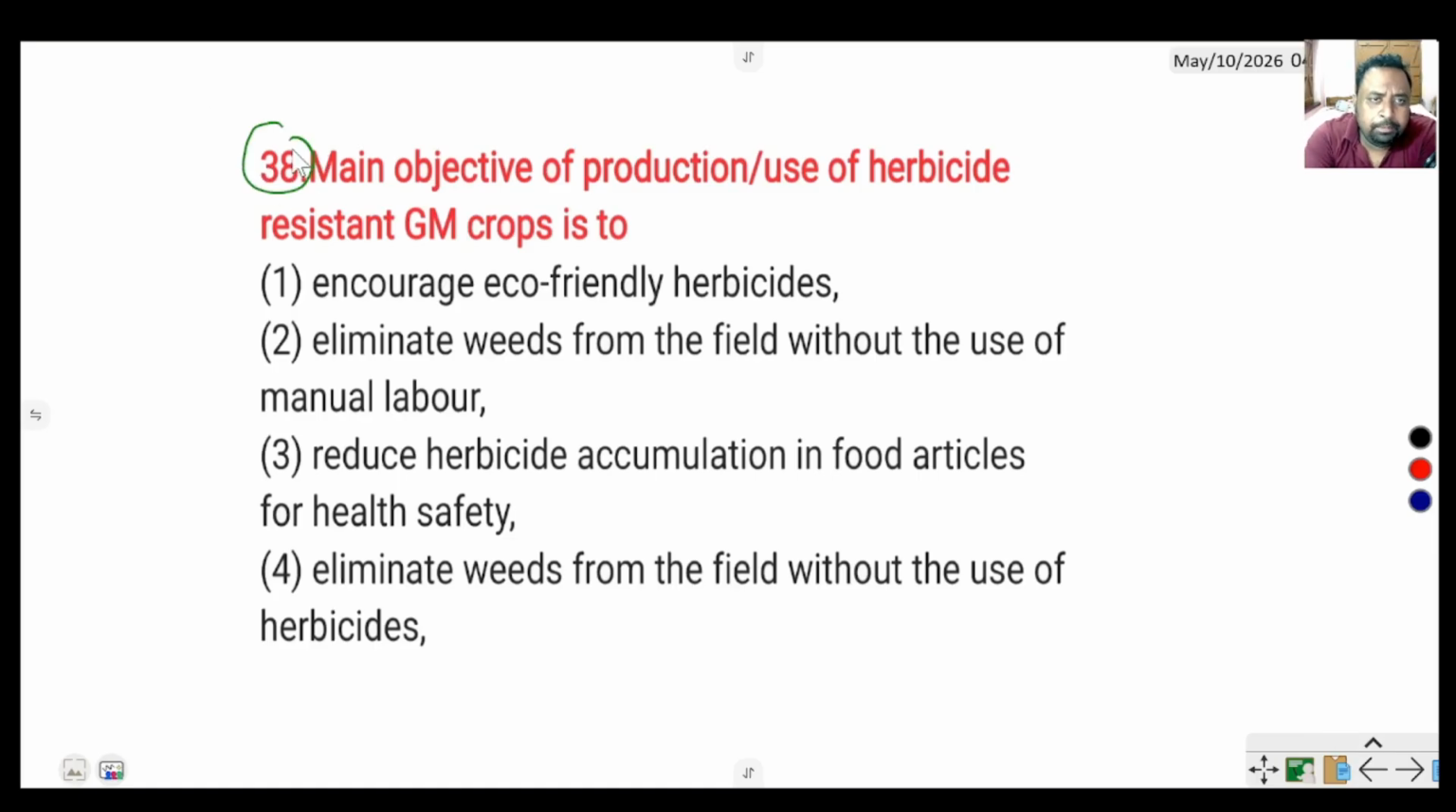Question number 38. The main objective of production or use of herbicide resistant GM crops, genetically modified crops, is to encourage eco-friendly herbicides, eliminate weeds from the field without the use of manual labor, reduce herbicide accumulation in food articles for health safety, or eliminate weeds from the field without use of herbicide. The correct option is eliminate weeds from the field without the use of manual labor, because GM crops are actually herbicide resistant. So herbicide resistance.